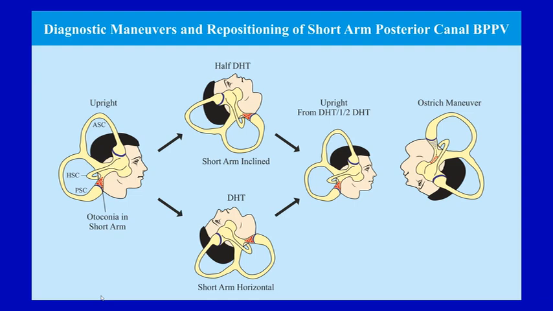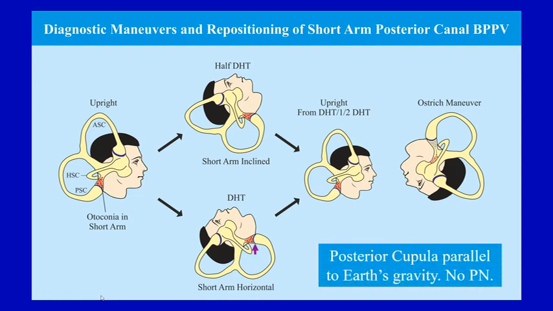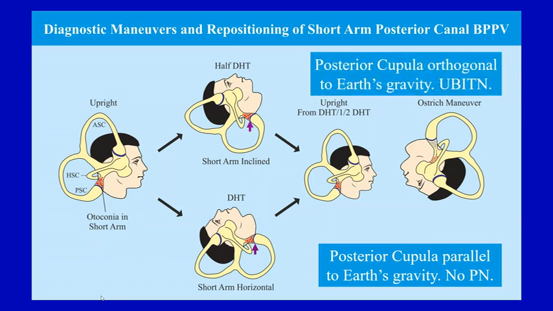So, the diagnostic maneuvers and repositioning of short arm posterior semicircular canal BPPV. In this slide, as you can see, the posterior cupula is parallel to the Earth's gravity in the Dix-Hallpike position. So in short arm posterior semicircular canalolithiasis, there is no positional nystagmus. However, in the half Dix-Hallpike test, the posterior cupula is orthogonal to the Earth's gravity, and the debris on the short arm side presses upon the cupula from the short arm side, resulting in upbeating ipsitorsional positional nystagmus. So the optimal test for evaluating patients for short arm posterior semicircular canalolithiasis is the half Dix-Hallpike test, and not the Dix-Hallpike test.